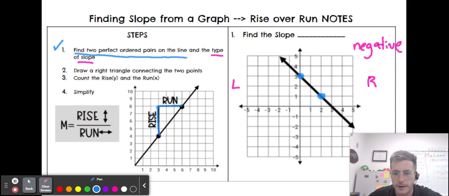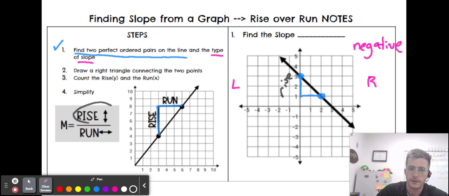And in order to get to the other point, we're going to have to go down first and then over. Now, we could have gone right first and then down. Doesn't really matter. You're going to get the same answer either way. So as you see in the picture, this is our rise. Rise would be up and down, as you see here. The run would be left to right. So this would be my run. Basically, our final answer is going to be in a fraction form with rise on top and run on the bottom. So draw a right triangle. Okay, I'm done with that.